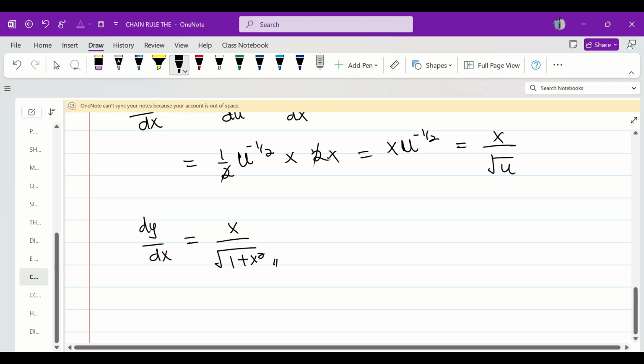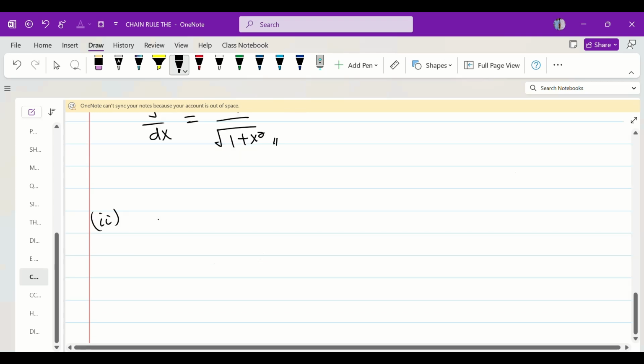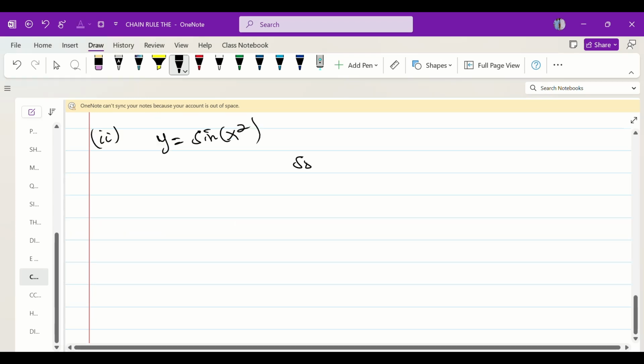Let's take another example. We have to differentiate y is equal to sine x squared. Here too, we are going to use the chain rule because it is a composite function. So we let u be equal to x squared, which implies that y is equal to sine of u. So our inner function is x squared and our outer function is sine u.